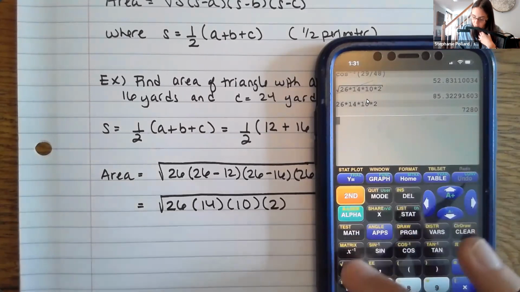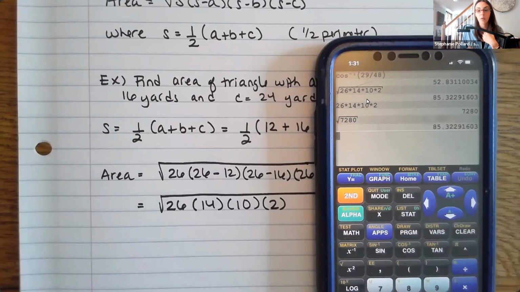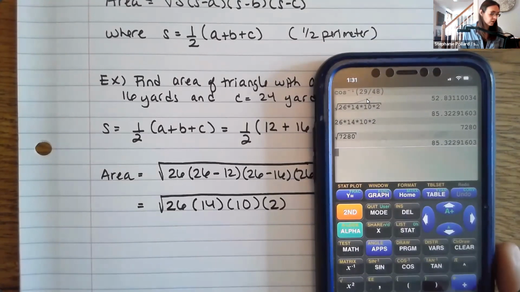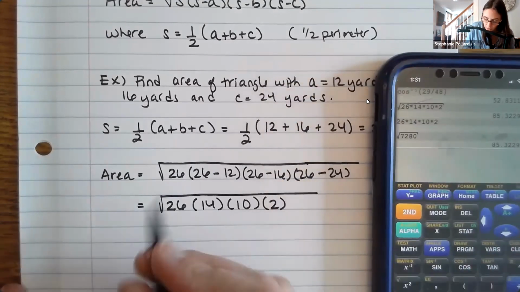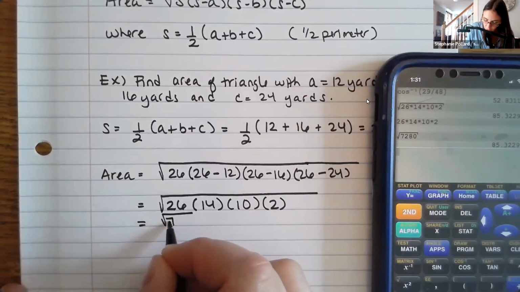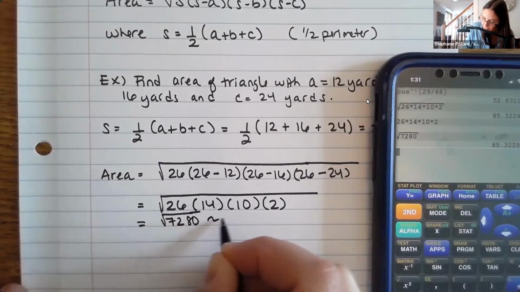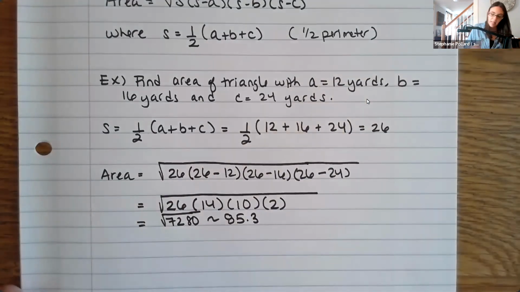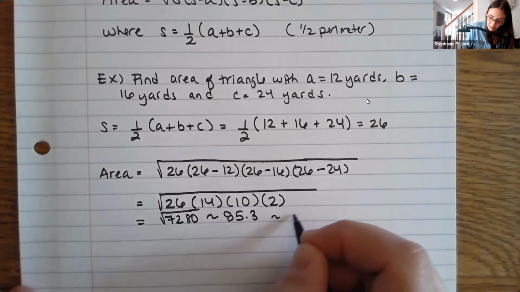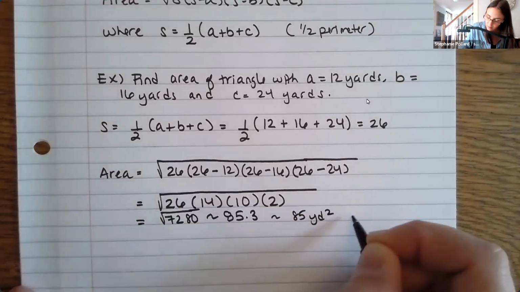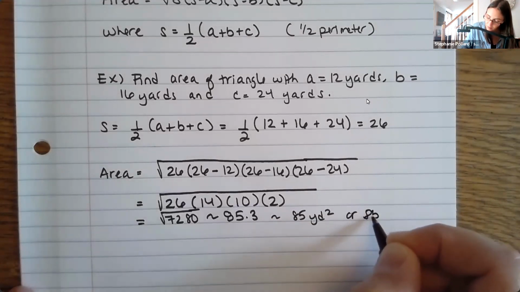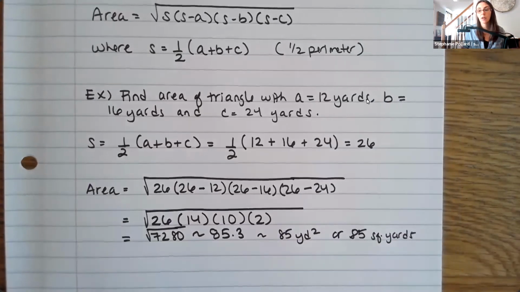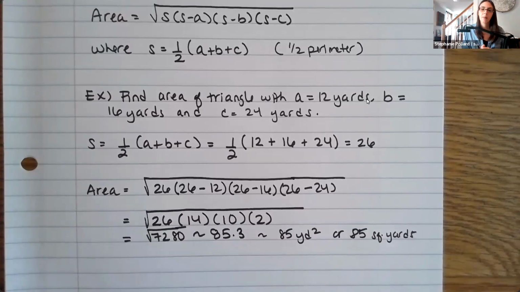Right, and then take the square root of that value. That is another way that you can do it and get the same result. So just be careful there, make sure that multiplication stays under the root. So you end up with the square root of exactly 7280, which is about 85.3. If we round to the nearest whole, this is about 85. Again, this is yards squared, or 85 square yards. You can write it that way too. So just don't forget for area, you're squaring your units there, and that's why you have that change.